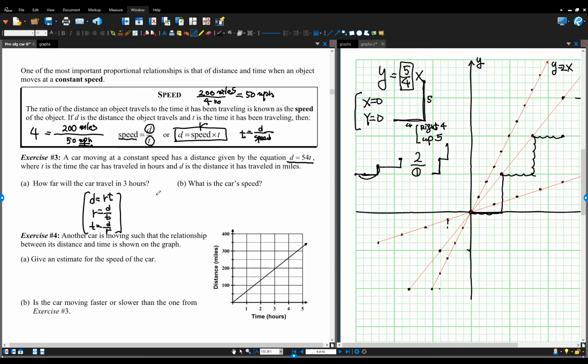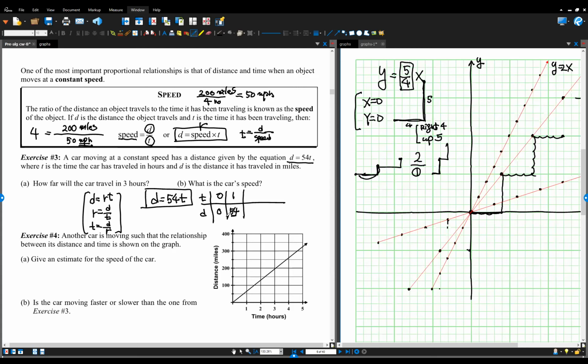Okay. Distance is given. D equals 54 times T. What that means? What is this number 54? Anybody know this number 54? If t is zero, there's no travel distance, also zero. If t is 1 hour, distance is 54. What that means, 54? Speed is 54, right? Speed is about travel distance.